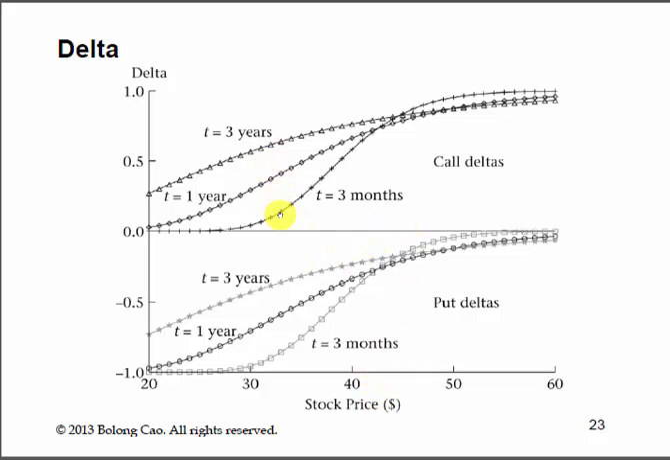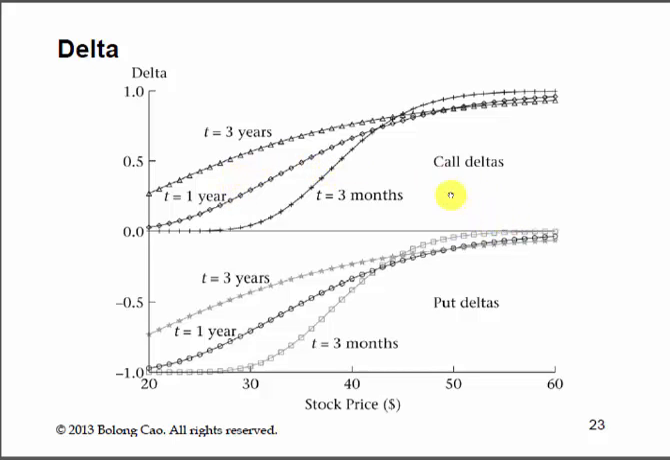Now, how about time to maturity? Now look at this part, when the call options are out of the money. If the time to maturity or the expiration date is further and further, from 3 months to 1 year to 3 years, delta becomes higher and higher. Basically, the out of the money option has a chance to become in the money, and with a further expiration date, the chance is higher.